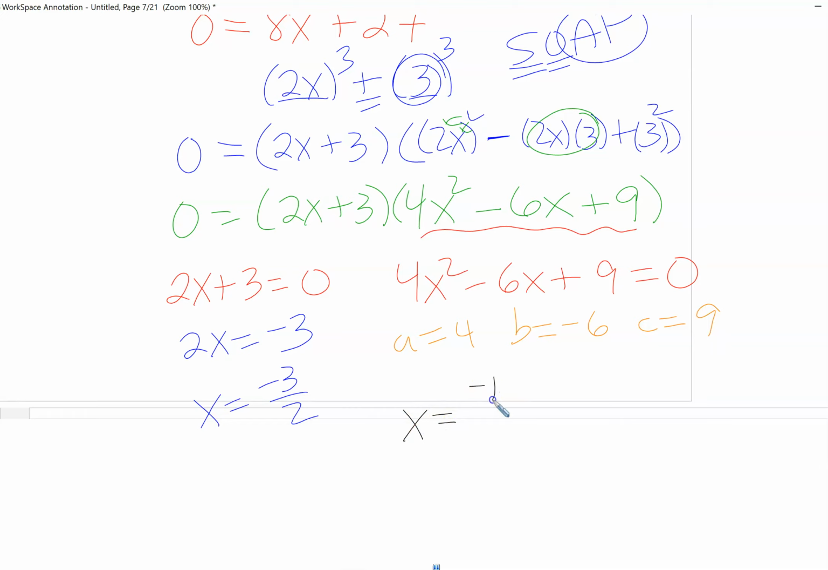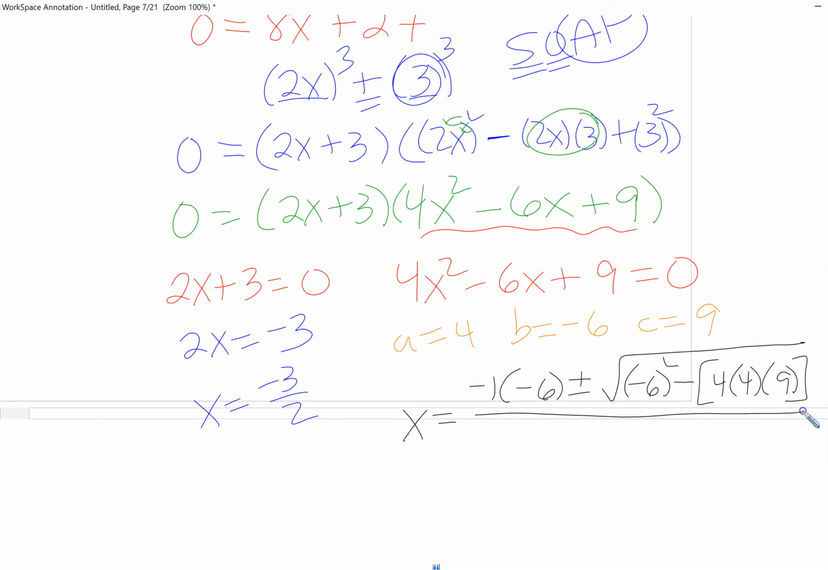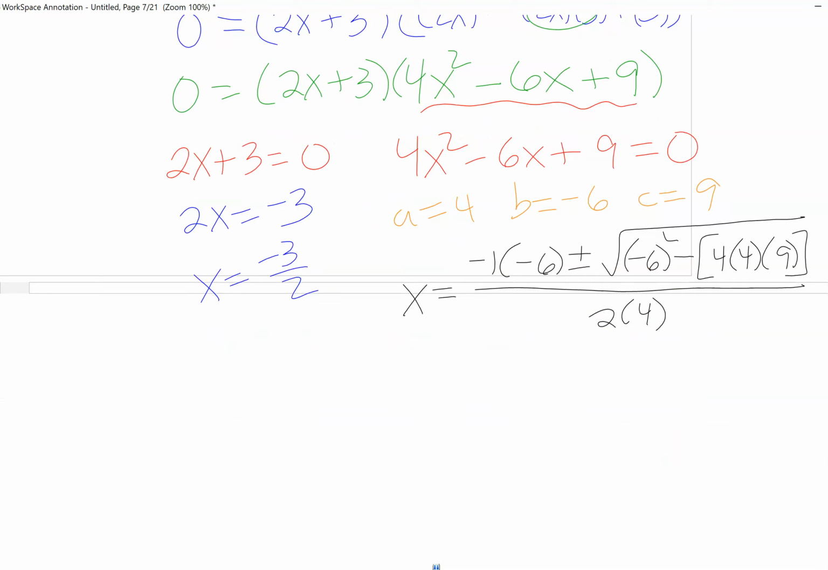So our a is 4, our b is negative 6, our c is 9, and x would be equal to negative 1 times our b of negative 6, plus or minus the square root of our b of negative 6 squared, minus the product of 4, a which is also 4, and c which is 9, all divided by 2 times a which is 4.